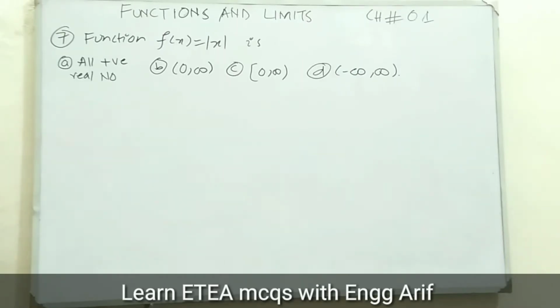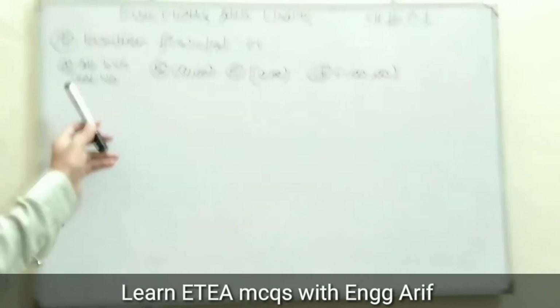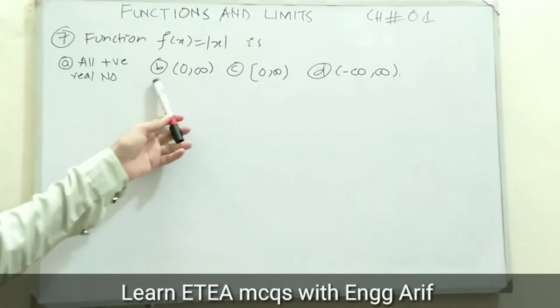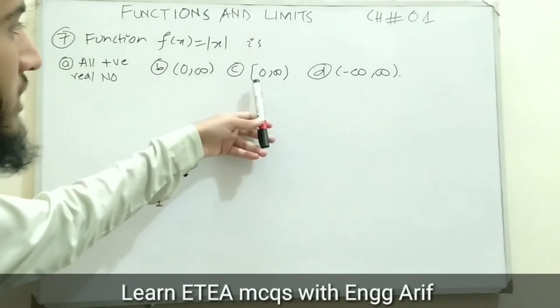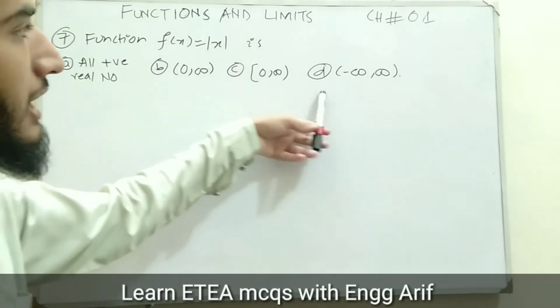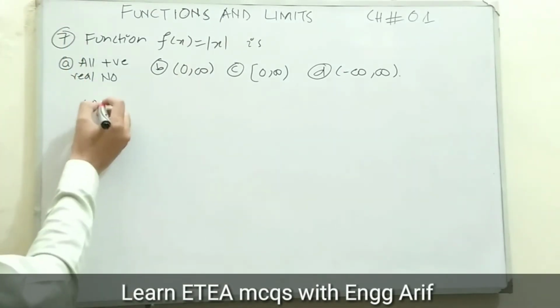Now move to MCQ number 7. It tells that the function f(x) is equal to mod of x. The first option is all positive real numbers. Option B is 0 to infinity, and option C is closed bracket 0 to open infinity, and the last option is minus infinity to infinity. So move towards the solution.